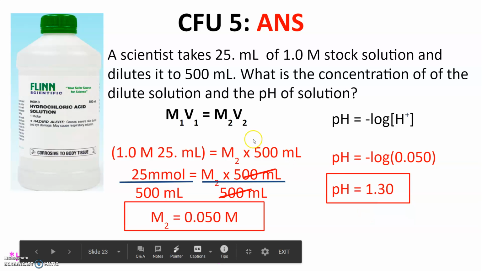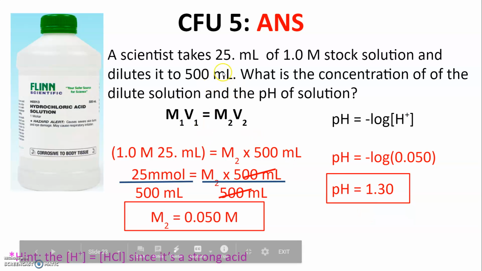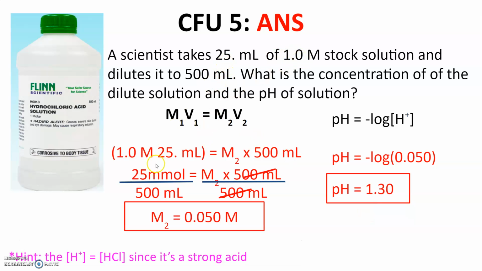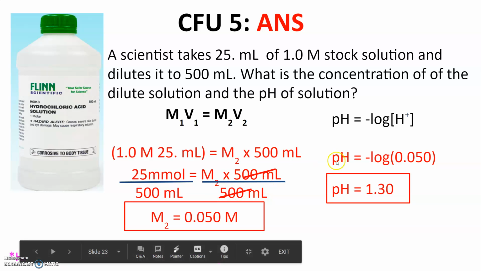All right, so here's our work for that. Our initial molarity is 1.0 molar stock solution, and we use a volume of 25 milliliters. So we multiply those together on the left side. Then on the right side, we have the molarity of the dilute solution, which we're trying to find, multiplied by its volume, which is 500 milliliters. Then we divide both sides by 500 milliliters to solve for the molarity of the dilute solution, which is 0.050 molar. The next step is to calculate the pH.